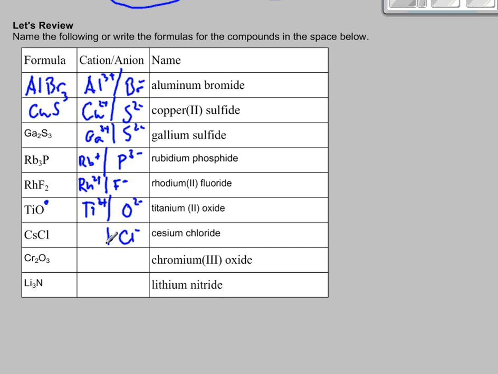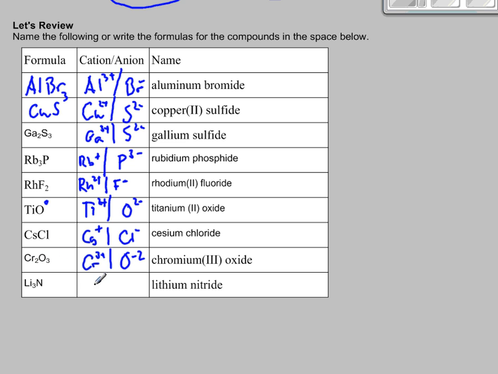Cesium is an alkali metal, so there's no Roman numeral. It's going to be a +1. And chromium(III) oxide, that means we've got chromium with a 3 plus charge and oxide with a -2 charge. So we're going to have 3 oxides and 2 chromiums to make -6 and +6.